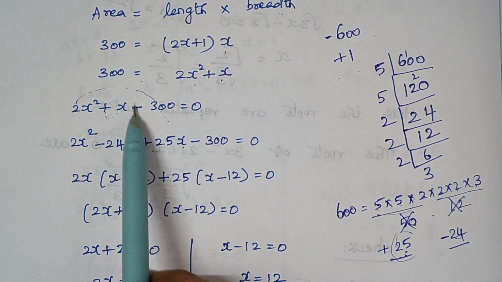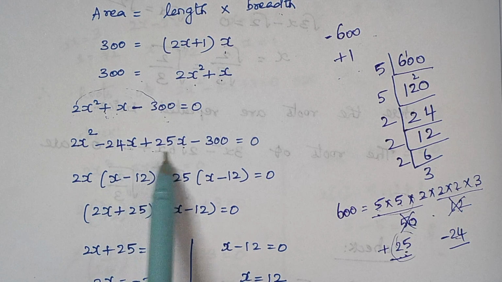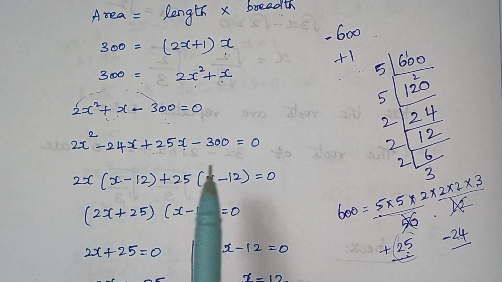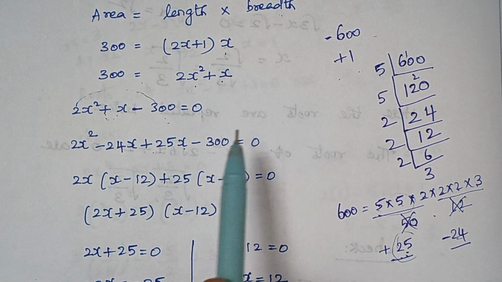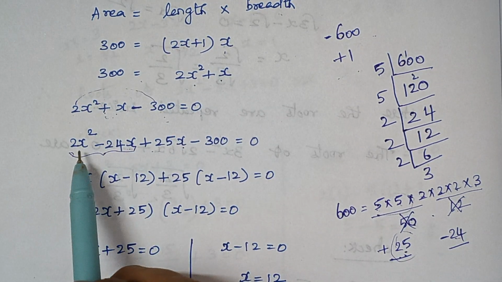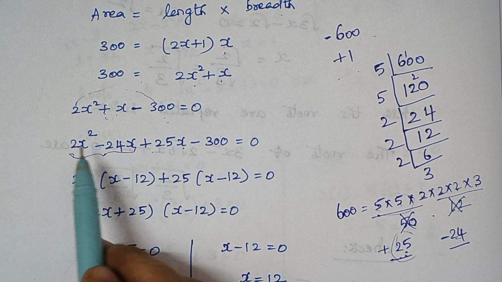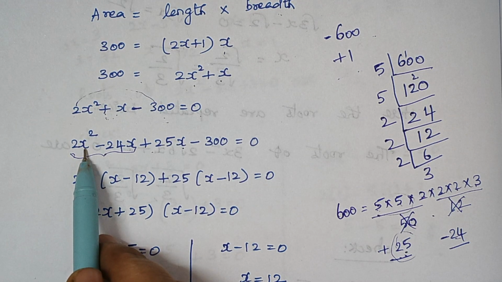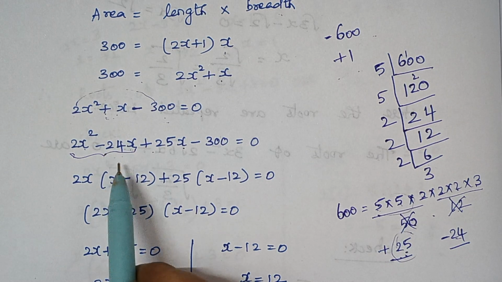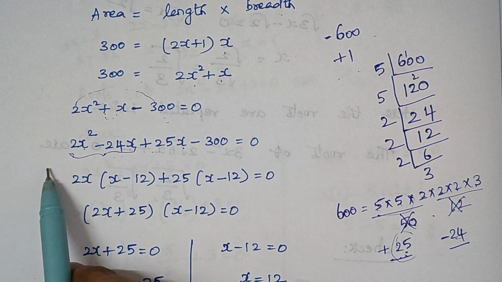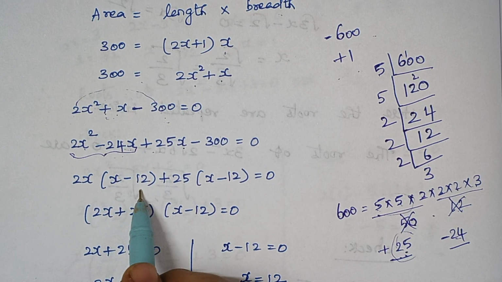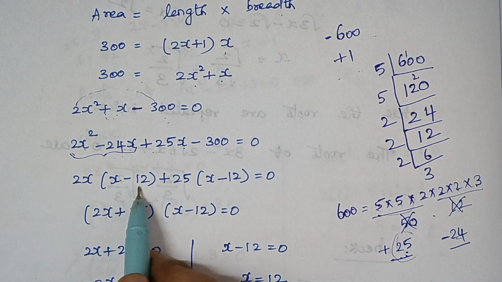So here we are splitting the middle term and we are writing the plus x as minus 24x and plus 25x. And the first and last terms remain the same. Now, when you look at the first two terms, here 2x is common. So, when you take 2x outside, here we will be having an x. So, x minus, and when you take 2x outside it means you are dividing this by 2x, that's it. So, 24 by 2 will give you 12. Therefore, 2x into x minus 12.